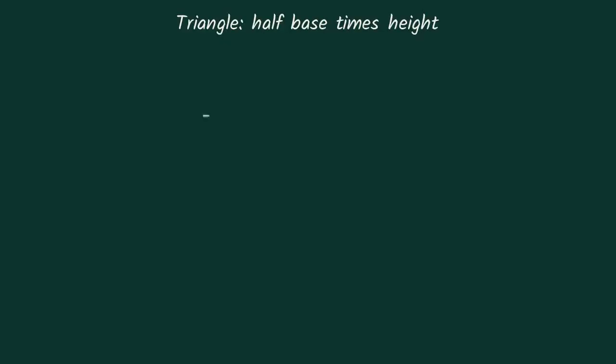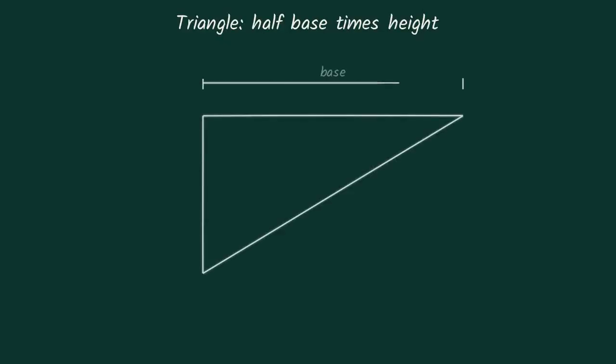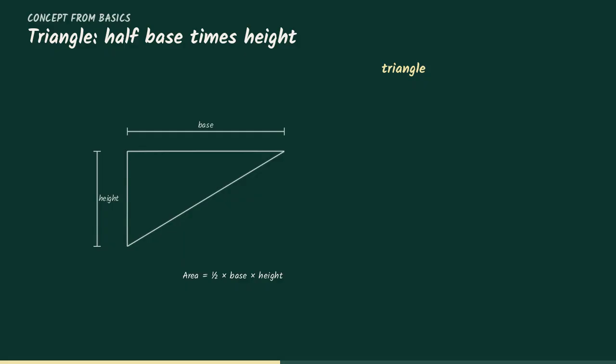A triangle is half a rectangle that shares the same base and the same upright height. So its area is 1/2 times base times height.